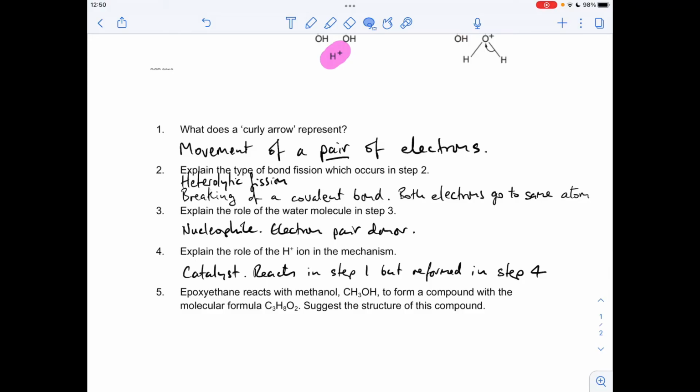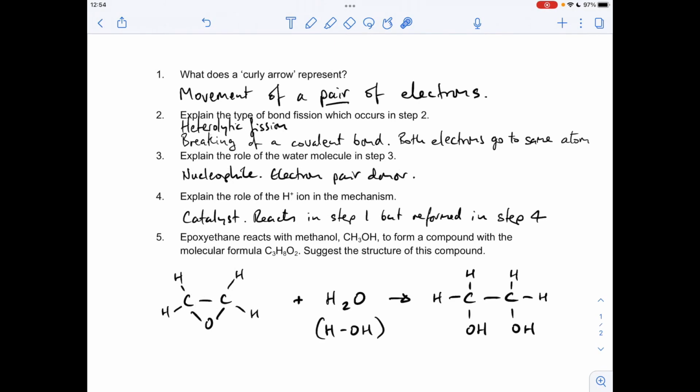And the final question, question 5, epoxy ethane reacts with methanol to form a compound with the molecular formula C3H8O2. Suggest the structure of this compound. So to help me explain this, I've got this equation here for the reaction of epoxy ethane with water. So if we think about water as HOH, remember this bond is the one that gets broken in the mechanism above. So this O here will take that H and form this hydroxyl group. And that leaves space on this carbon for the other OH group.